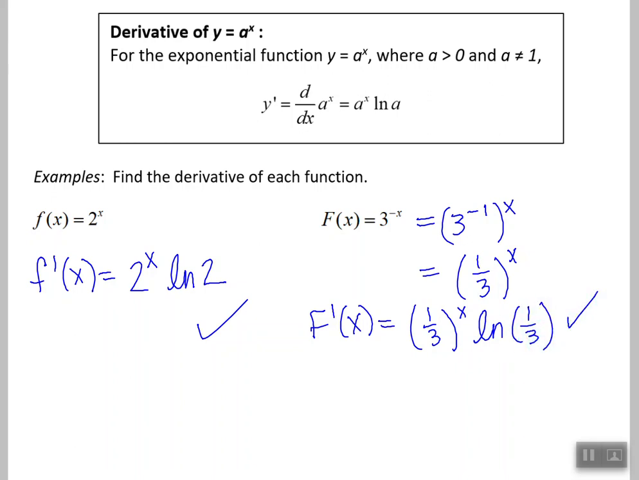Definitely an acceptable answer. But remember where this came from was originally this. So I could also write this as 3 to the negative x times natural log of 3 to the negative 1, also a good answer. And I could also move the negative 1 into the front and write negative 3 to the negative x times natural log of 3. With logarithms, you have to be aware of all the different possibilities that the answer could look like.